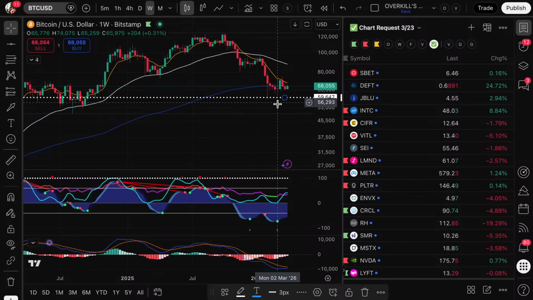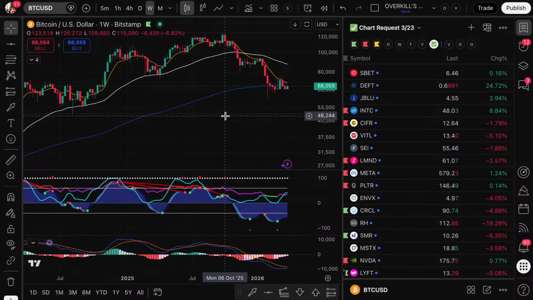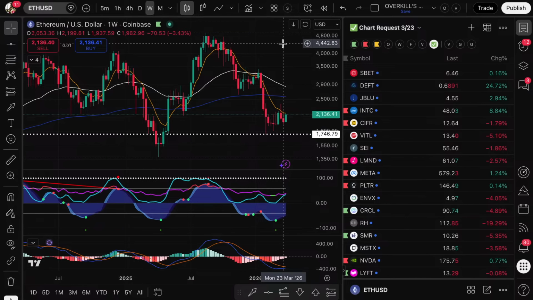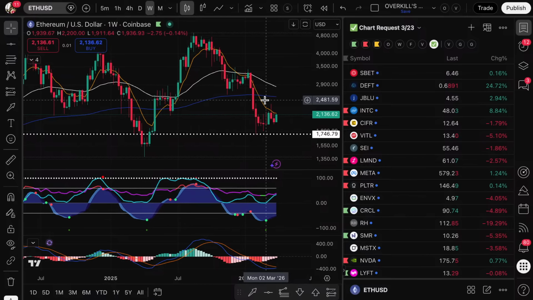As long as we hold 60K, that low from February, I'm bullish on Bitcoin. And I'm not trading Bitcoin. I'm fully invested in altcoins right now. I own Ethereum, not Bitcoin. Ethereum, in my opinion, is going to outperform Bitcoin by a ton this year.